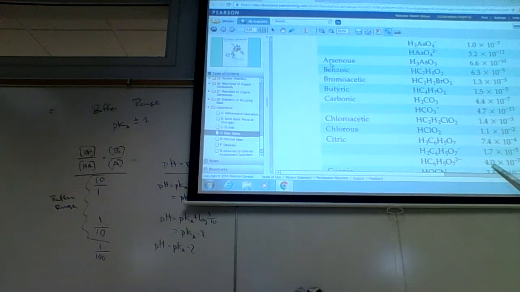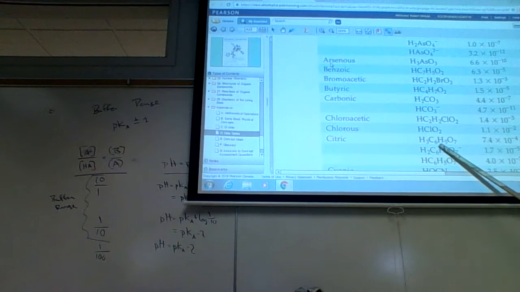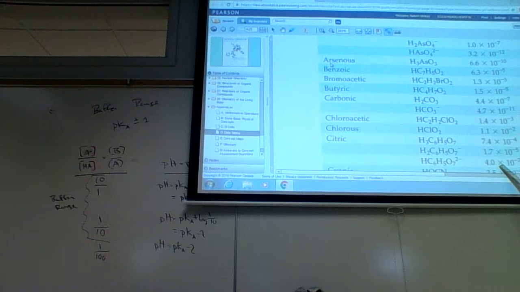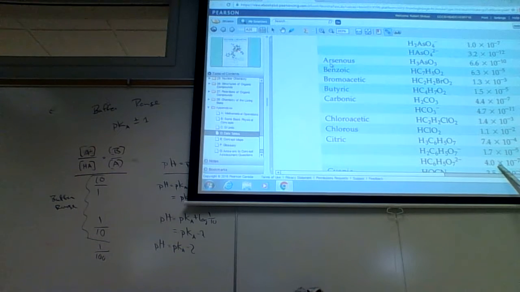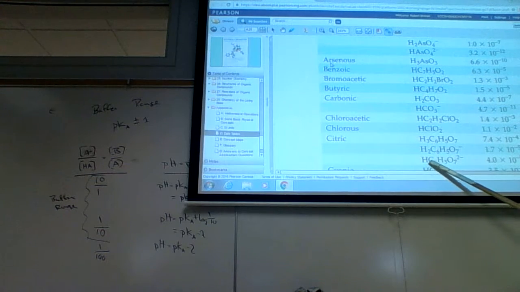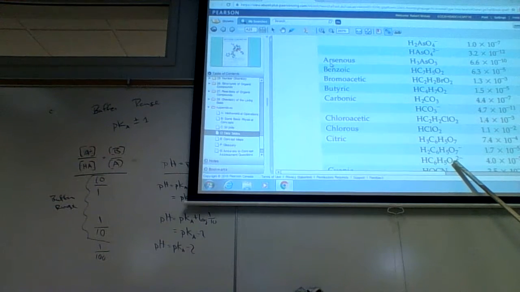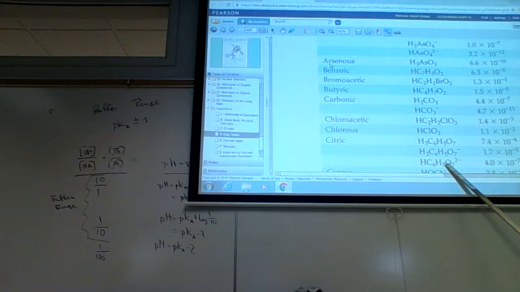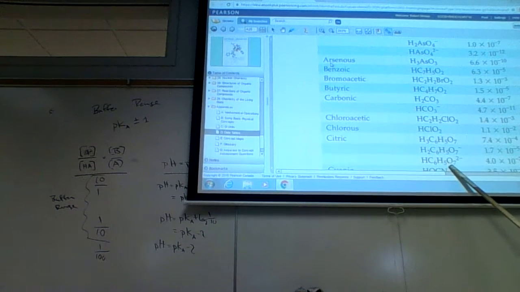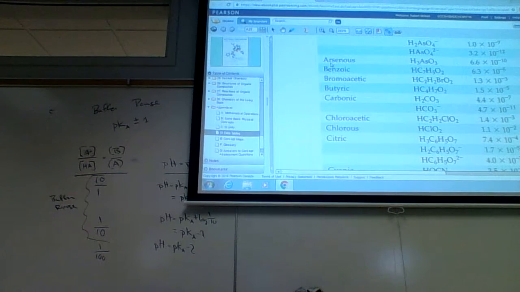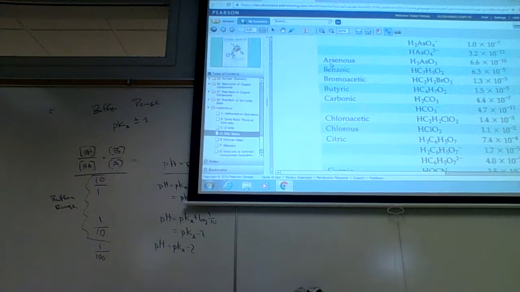We keep trying. Here, citric acid won't, dihydrogen citrate, monohydrogen citrate will. That's pretty close to 7. And so we could use monohydrogen citrate as the acid, and what would be the conjugate base of that? The conjugate base is not shown here. What would the conjugate base be? Citrate ion.